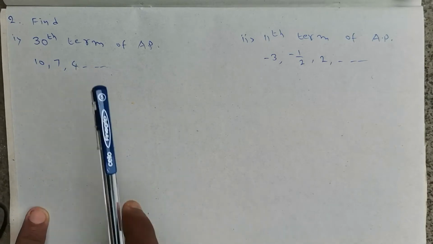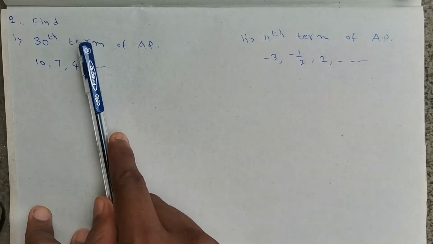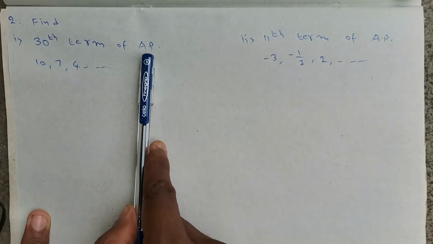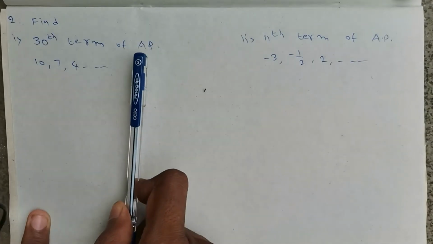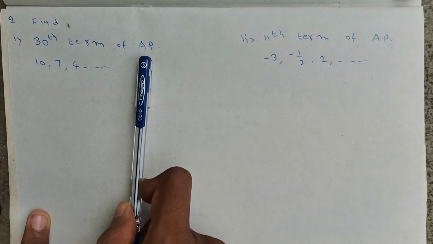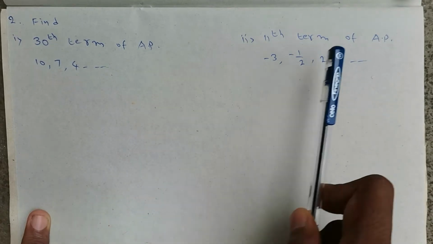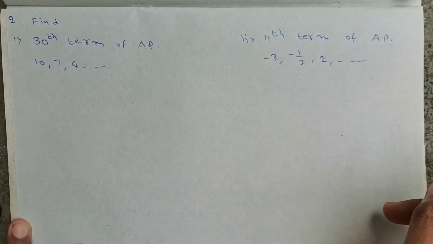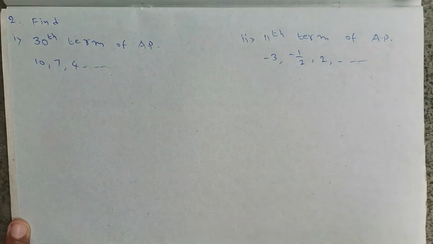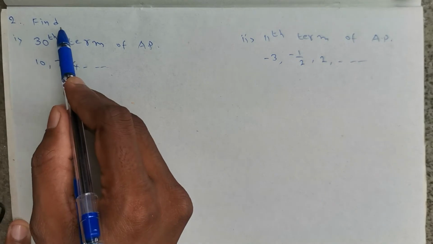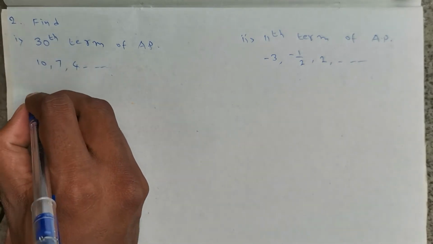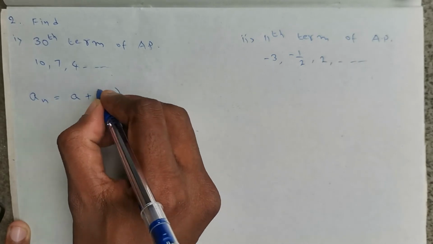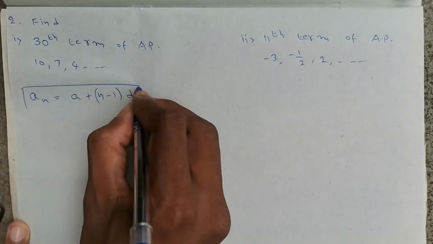Okay, the second bit is find. In that first question, the 30th term of the AP. Now in the question he already confirmed that the given series is an arithmetic progression. Here also he gave that it is an arithmetic progression. So no need to worry, we can directly take the formula. Whenever he is asking to find some term, the formula is the nth term formula: an is equal to a plus n minus 1 into d.